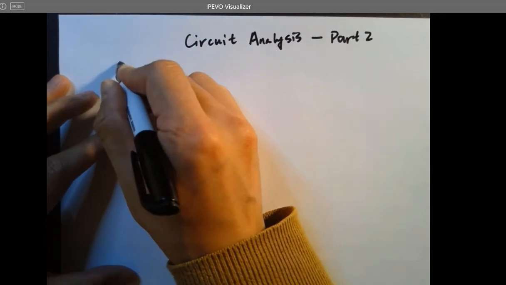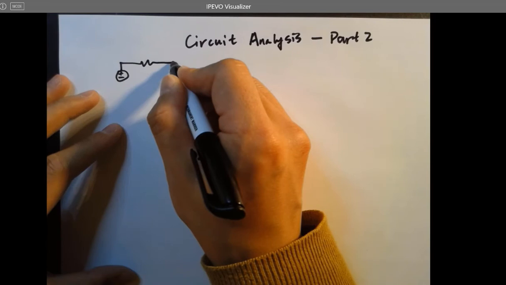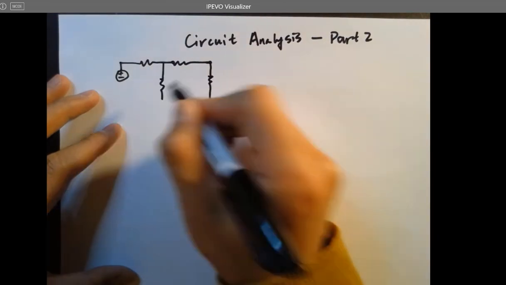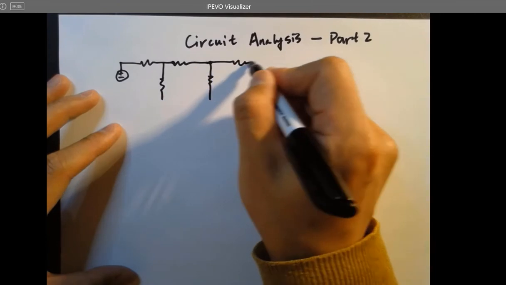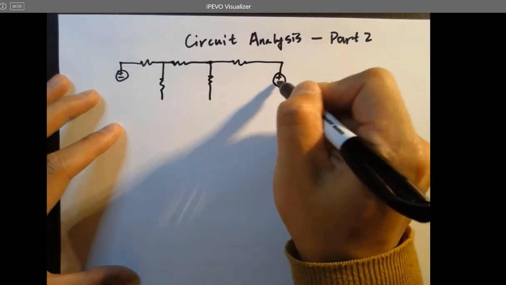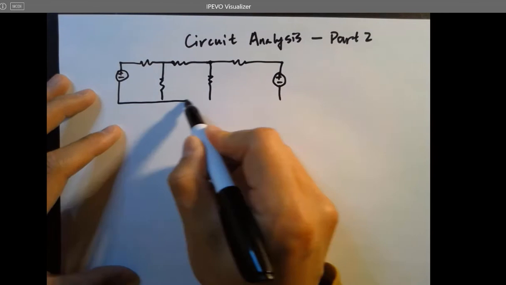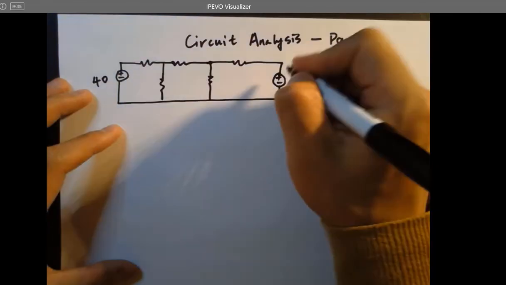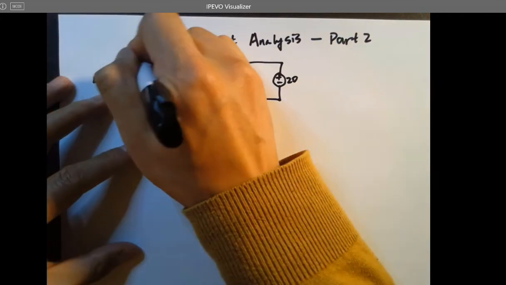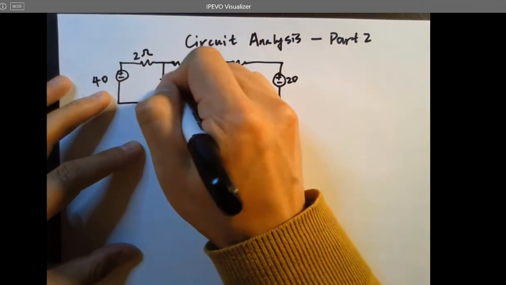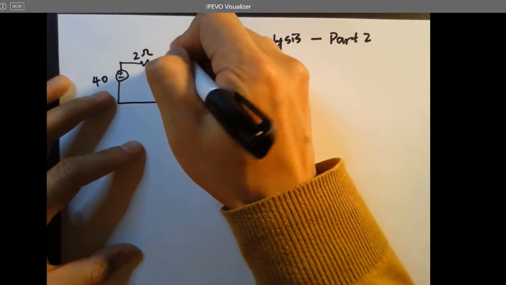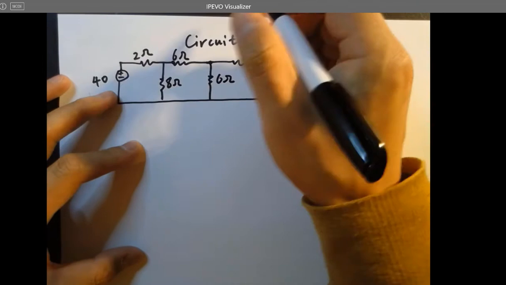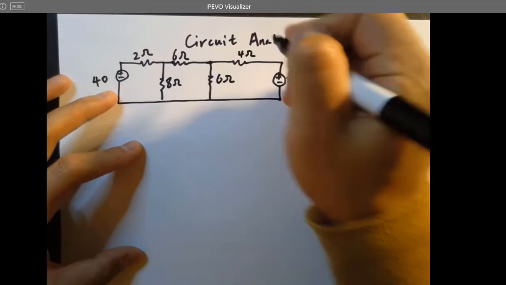Here's a voltage source, and one little resistor, and one more, and one here, and one more voltage source. And this is 40 ohms, this is 20 ohms, this is 2 ohm, this is 8 ohm, 6 ohms, 6, 4, 20.